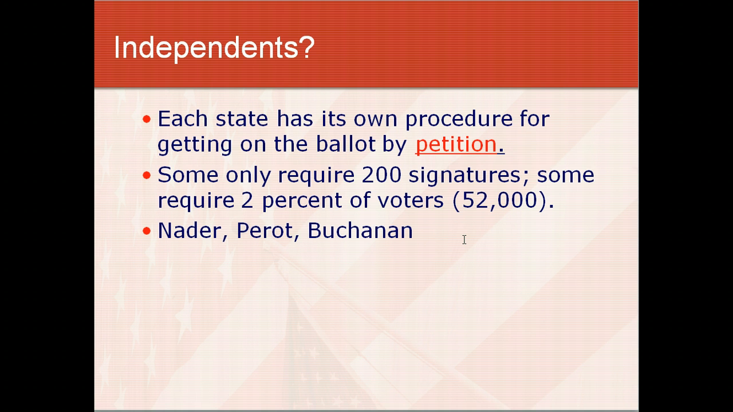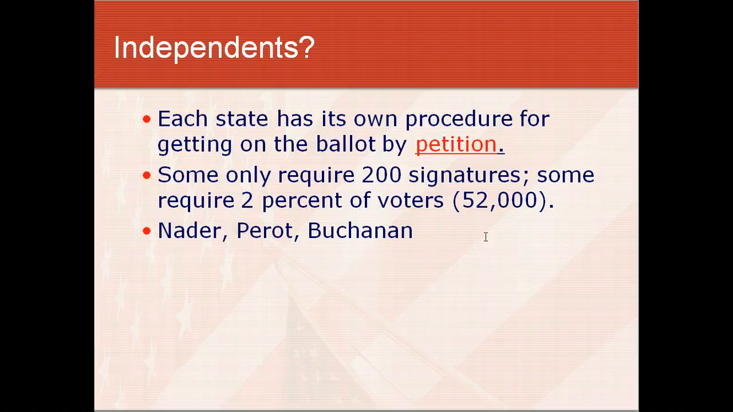They don't really have as much of a formal convention and primary process, they just have to get on by petition. And some examples of prominent third-party candidates are Ralph Nader for the Green Party, Ross Perot against Bush and Clinton in 1992, and Pat Buchanan for a Republican splinter.